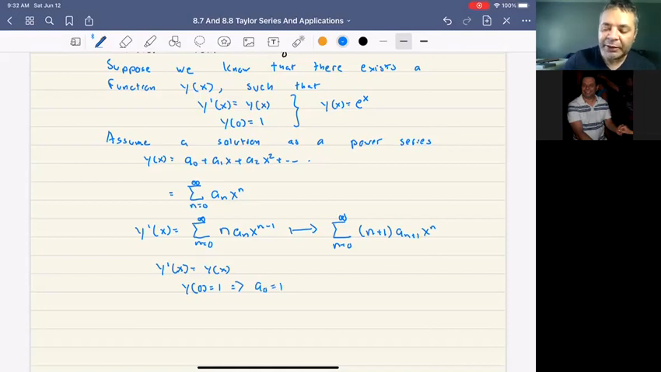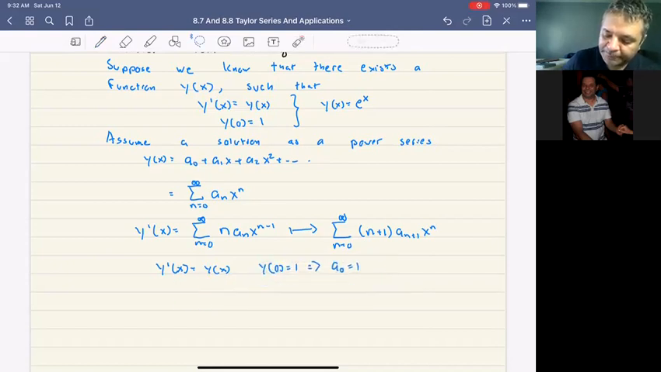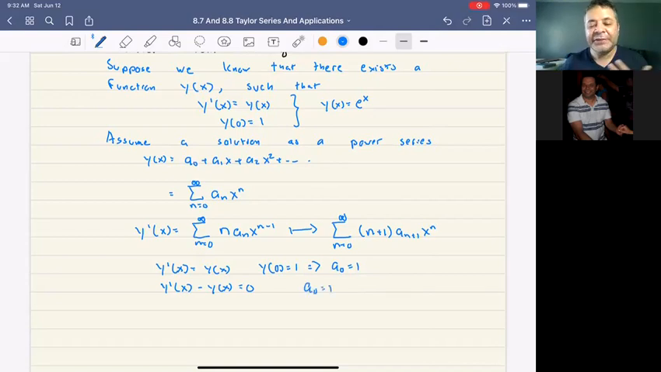Okay, now let's take a look at this thing. Let's write this instead as y prime of x minus y of x equals 0 with a sub 0 equals 1.